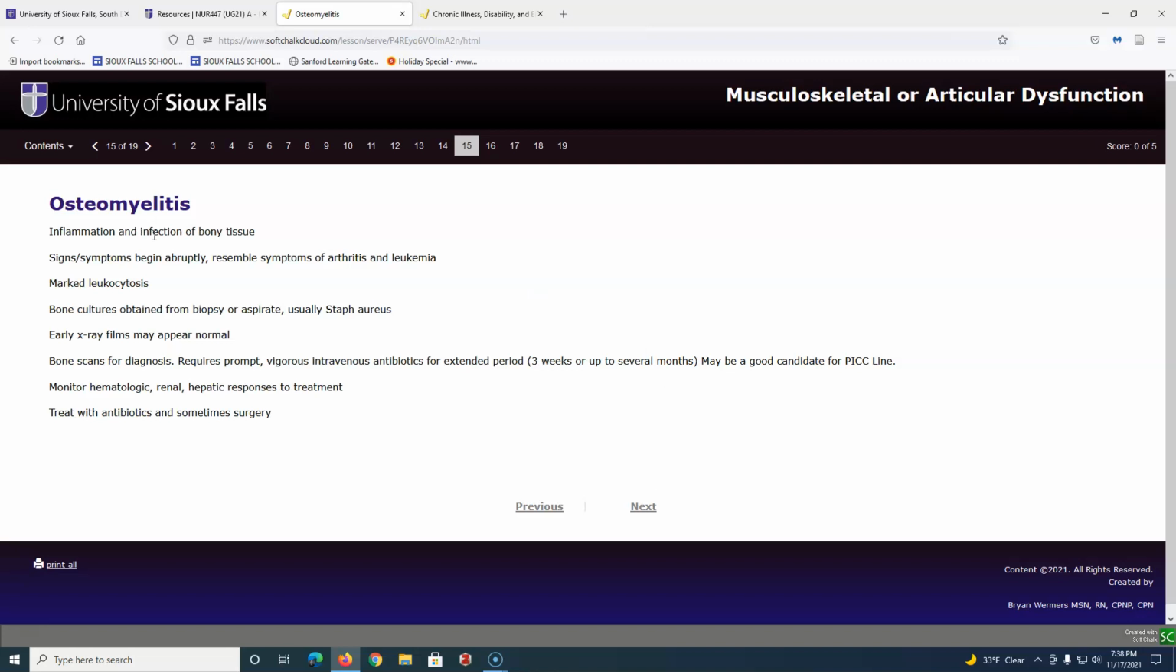Osteomyelitis, so this is infection of the bone and the bony tissue. So signs and symptoms: pain, warmth, redness, increased white blood cells. You'll do cultures on it, and it'll usually grow back like a staph aureus. Be careful, it might be methicillin resistant, so then that's the MRSA version. You're going to do x-rays on this. Initial ones might seem normal, but subsequent ones you might see changes to that bone.